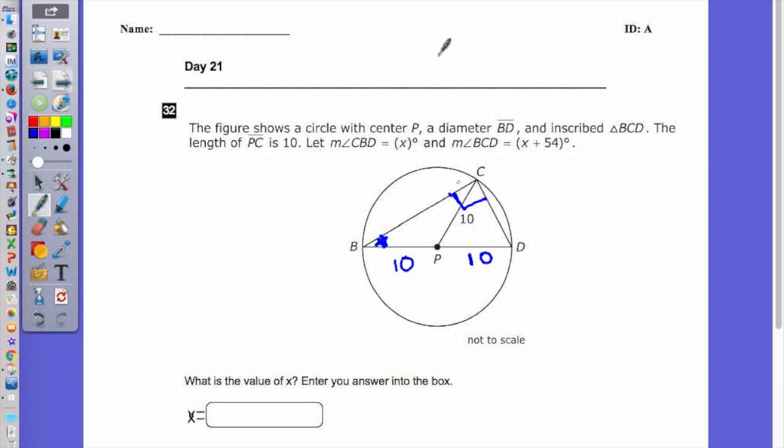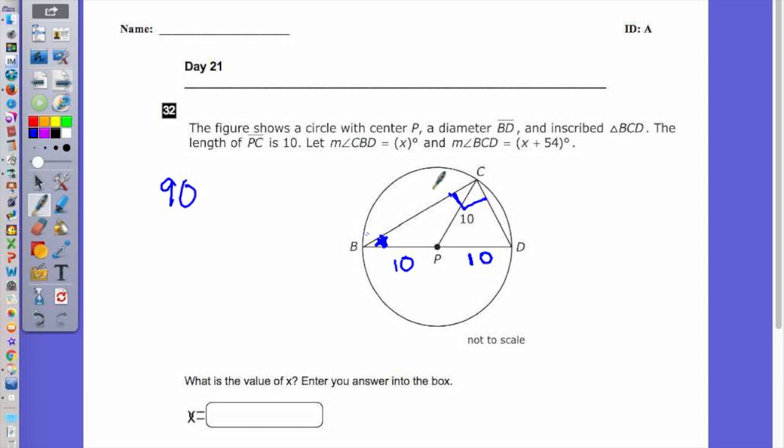Okay, guys, stop talking and listen. This is an inscribed triangle, correct? If you have a triangle inscribed in a circle and one side of the triangle is the diameter, then that triangle is a right triangle and that diameter is also the hypotenuse. We learned this in chapter 10. So angle BCD has to be 90.